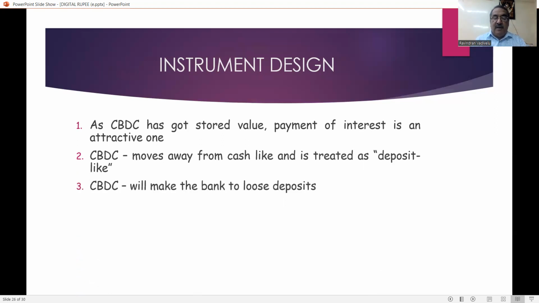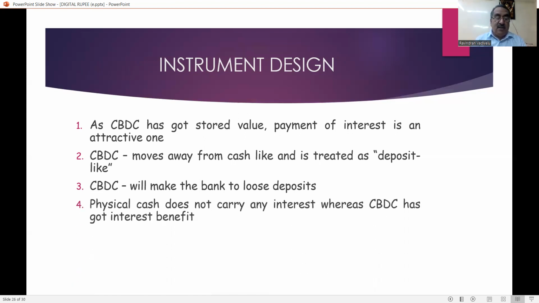And CBDC will make banks lose deposits. This is one of the negative points which every country felt, because if you are holding cash, you will not be given any interest. Suppose you are holding money in the digital rupee concept, then you would be paid interest. But this concept is not there in India, because no interest is being paid for the digital rupee. But in a few countries, they are giving interest. So this will make banks lose deposits, because the digital rupee concept is a direct competitor to the banks.